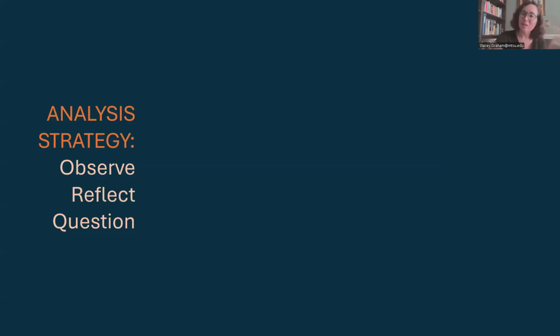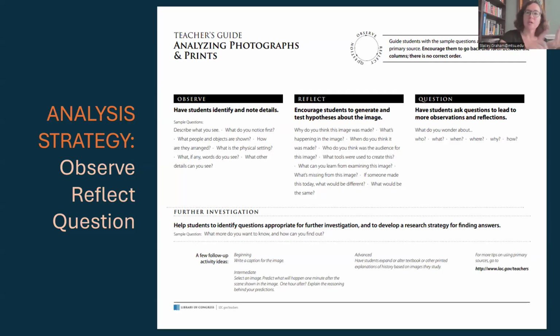So first of all, you have the analysis strategy that the Library of Congress has on its teachers page, which organizes your thoughts into three main columns: observe, reflect, and question. So first, you look at and tell us what you see. And in the middle column, you start to bring in your own background knowledge to generate and test hypotheses and start kind of figuring out what's going on. And in the third column, you ask questions about what you wonder about what is going on, and that leads to further investigation, which is at the bottom.